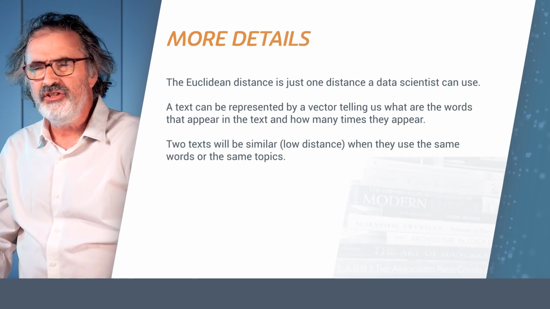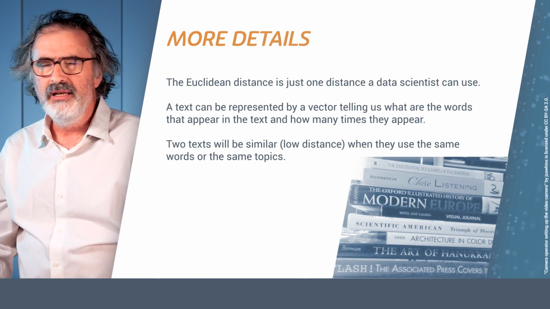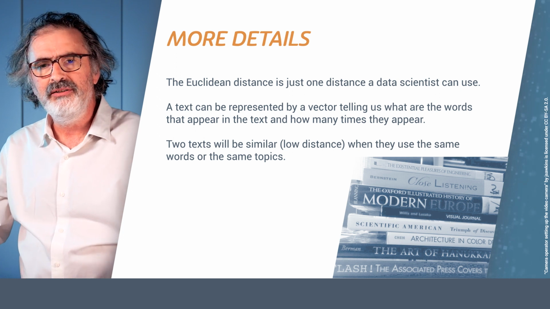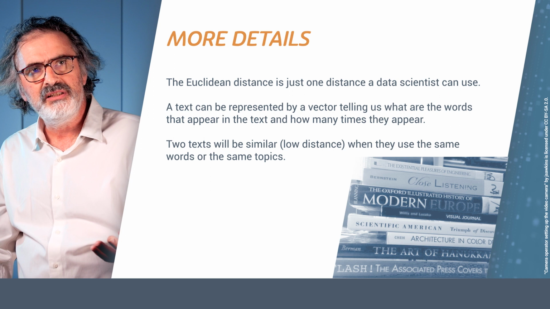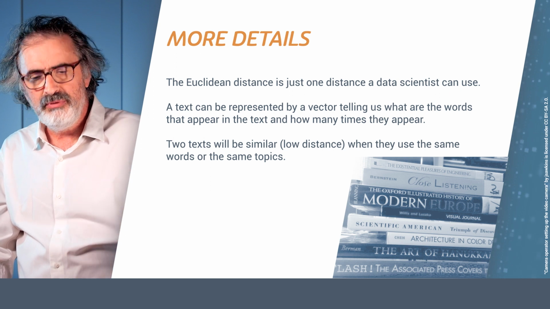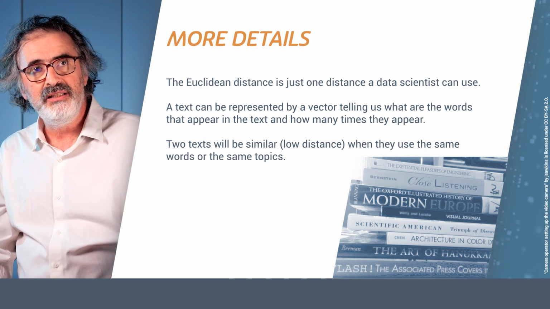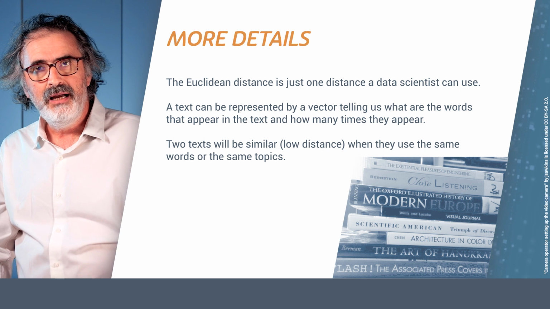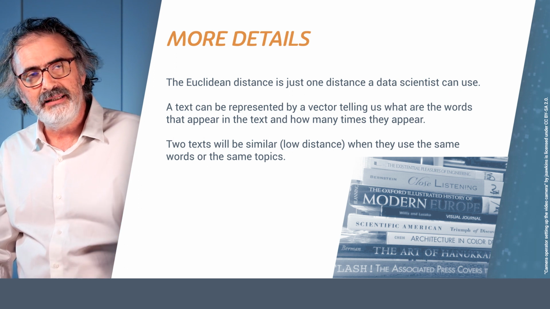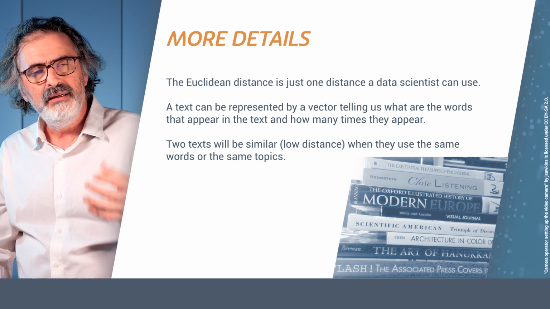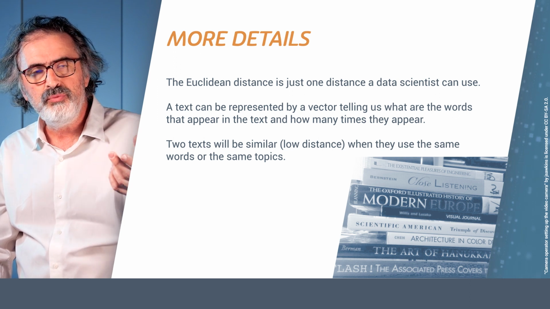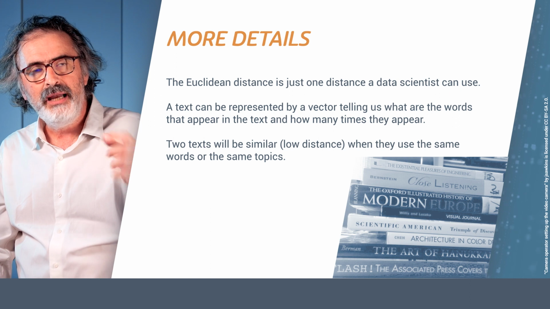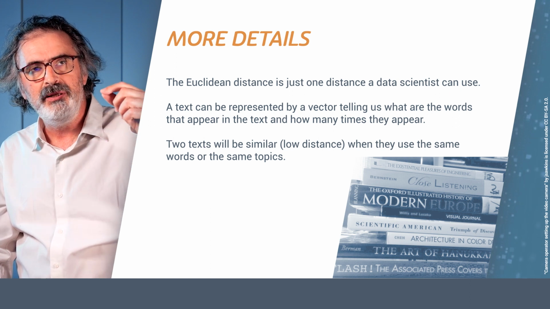So let's have more details. The Euclidean distance is just one of the distances. The mathematicians have invented hundreds and thousands of distances. And we can do what we've just done here, not only between persons or between cities, but between texts. I can, for example, take a text as just being the sum of all the words that are in that text. And for each word in that text, I can count how many times it appears.